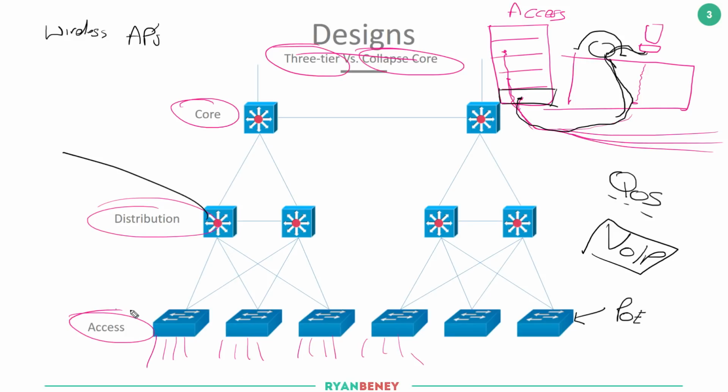Now, when we think about the access layer, we have to think about what traits we would expect from the access layer. Normally you would expect to see high port density.